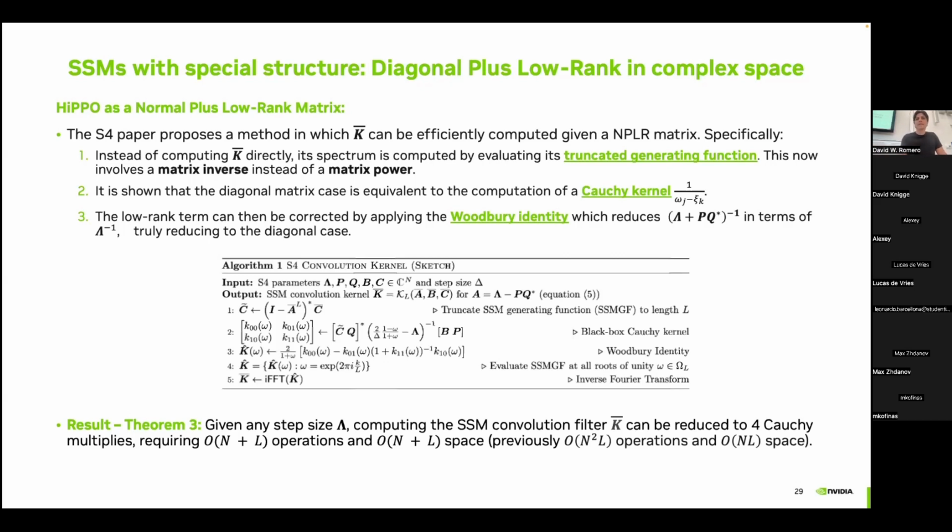Does calculating this convolutional kernel in, let's say, the Fourier domain place any additional constraints on the A matrix? You mentioned HiPPO gives you the initialization for A. You can still optimize the weights freely, right? Does this place any additional constraints on which weights you can or cannot optimize?